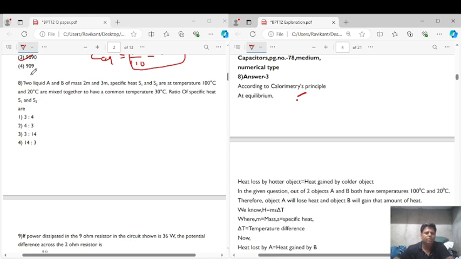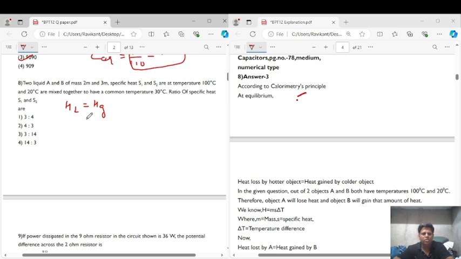Question number 8 says that two liquids A and B of mass 2m and 3m, specific heat S1 and S2, are at temperature 100 degrees centigrade and 20 degrees centigrade, and are mixed together to have a common temperature of 30 degrees centigrade. The ratio of the specific heats of the two liquids A and B. So using the principle of calorimetry, that is heat lost is equal to heat gained. So heat is being lost by the first liquid which is at 100 and reaches 30, and heat is being gained by the second liquid which is at 20 and reaches 30.